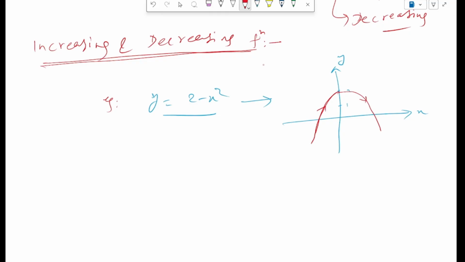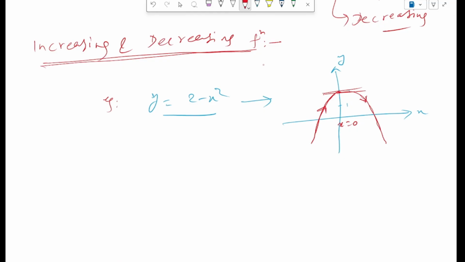Now notice this: at x equal to 0, for everything below x equal to 0, this function is increasing. By looking at the graph, you can see the graph is increasing at all the values which are lesser than x equal to 0. And at x equal to 0, something happened. We will talk about it later in this video. After x equal to 0, this function is decreasing. We are getting the decreasing function by just looking at the graph.